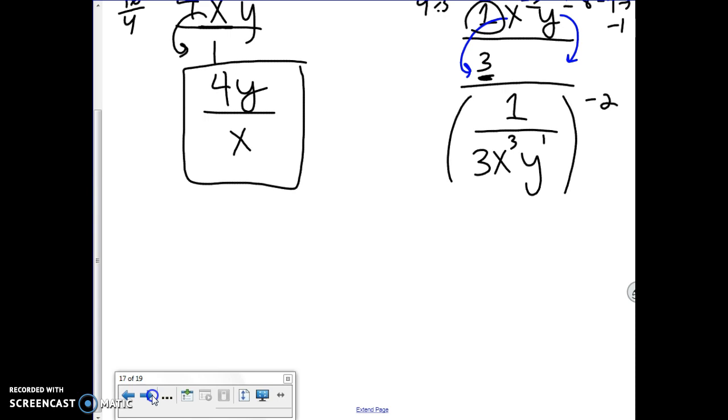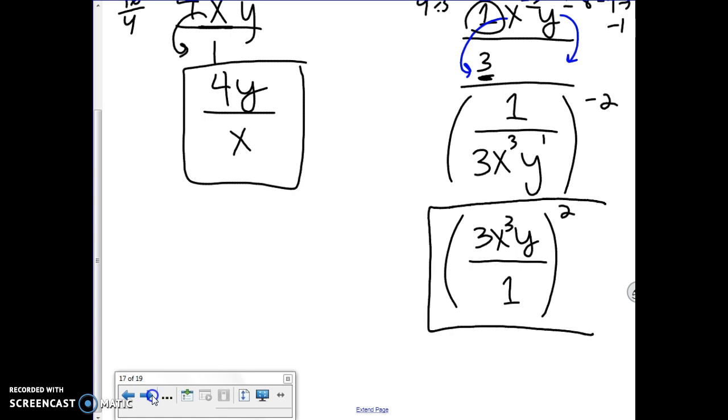So negative second power, remember, it tells us that we are going to move everything. We're actually going to flip our fraction. So what is on the bottom is going to come to the top. What's on the top is going to come to the bottom. So that's going to say that 3x to the third y is coming to the top, and my 1 is going on the bottom. So by doing this, what I did is made my exponent positive. So for the sake of what we are doing in this class, now that you have a positive exponent, you may put a box around that.